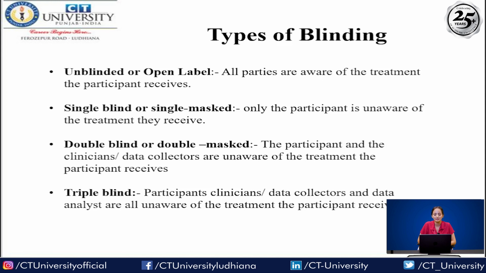Next is single blinded or single mask. Only the participants are unaware of the treatment they receive; they are not aware what medication they are taking. In double blinded or double mask, the participants and the clinicians or data collectors are unaware of the treatment that patients receive. In triple blind, the clinician, data collectors and data analyst are all unaware of the treatment that participants receive. So these are the types of blinding used in clinical trials.